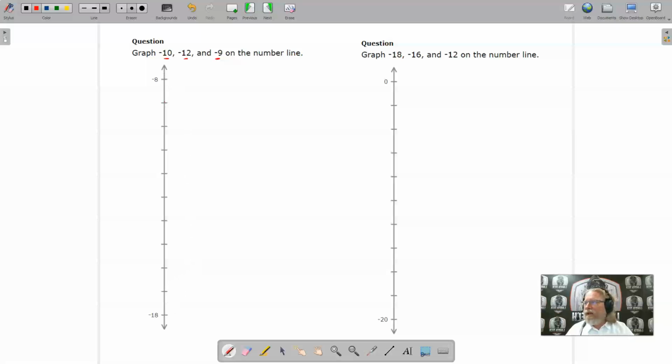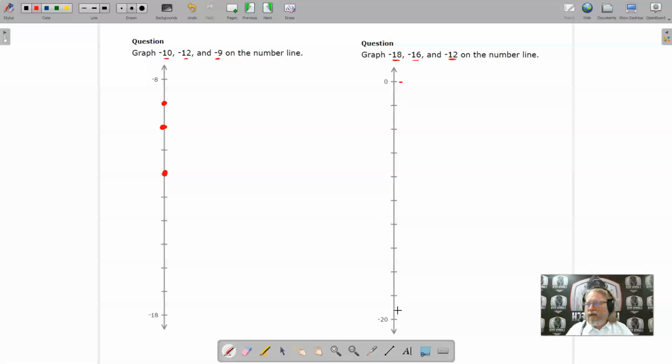So -8. Here's -9, -10. We'll skip -11 and go to -12. On the next one, we have our zero right here.